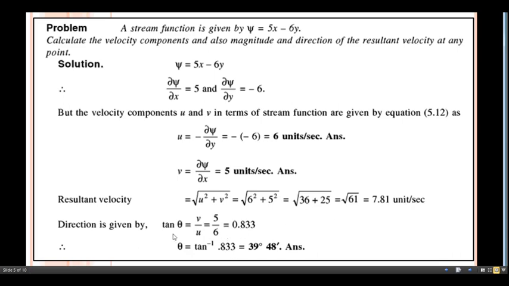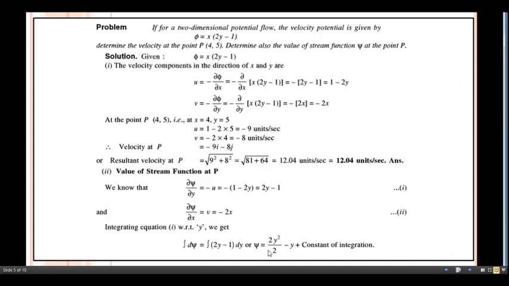Now see how we can get the direction. For that, tan θ equals component along the y direction divided by component along the x direction. So what's about this one? v with us is 5 and u with us is 6. So from this one, after calculation, we get the value for θ as 39 degrees 48 minutes. So this is nothing but the direction of the resultant velocity at any point. Okay, this is nothing but the direction.